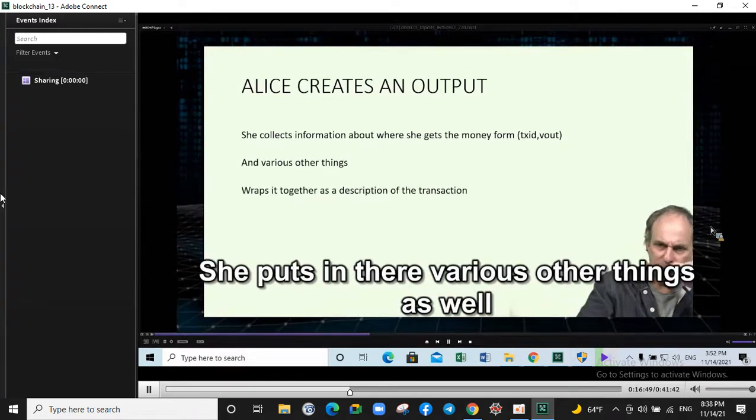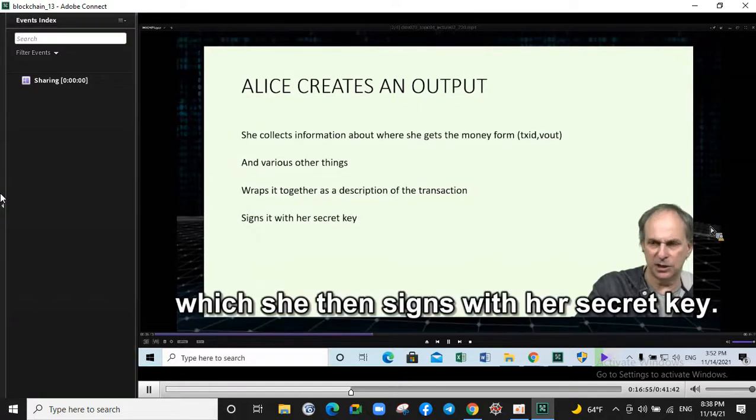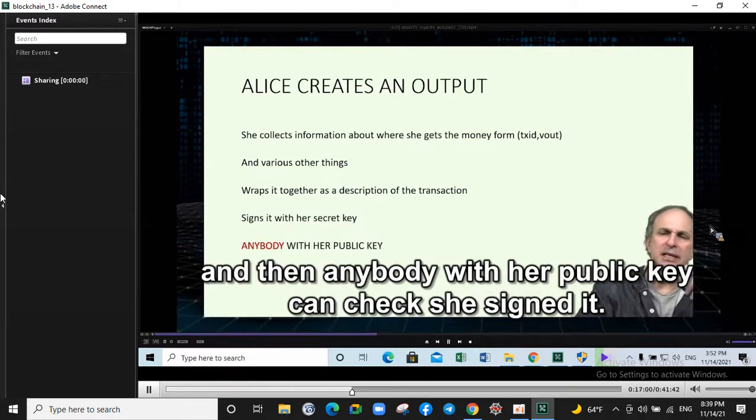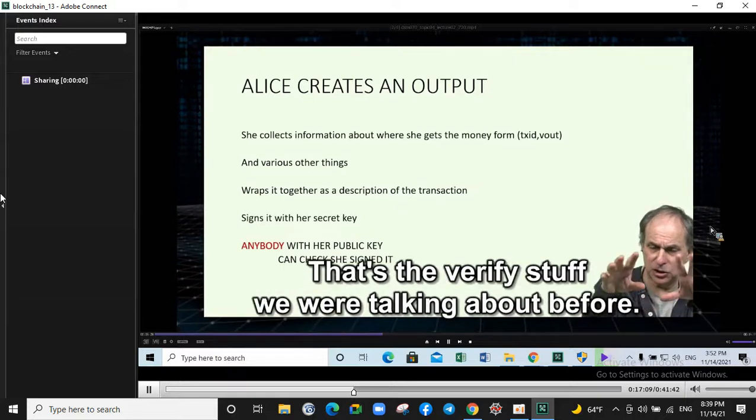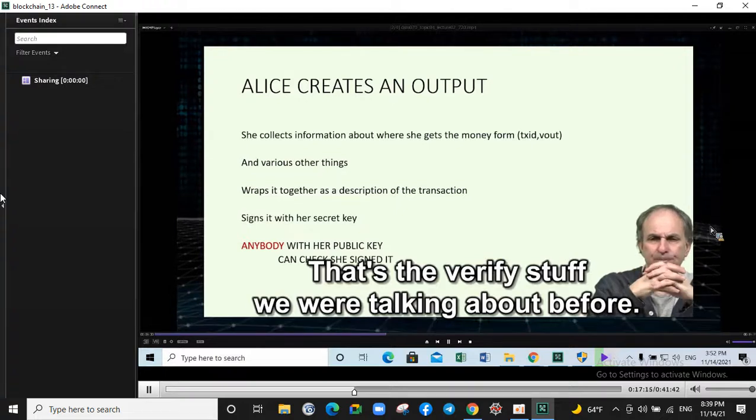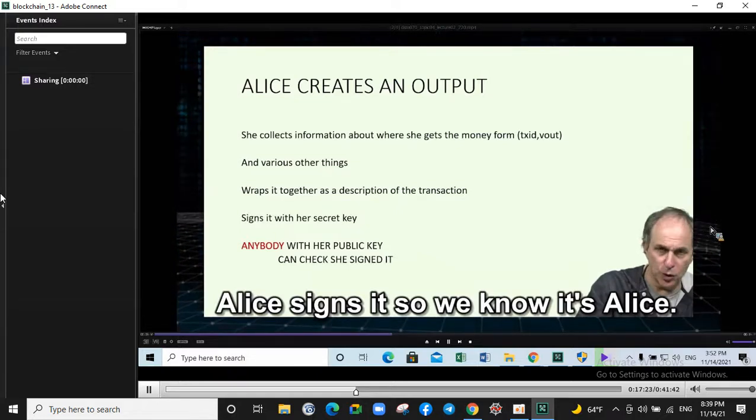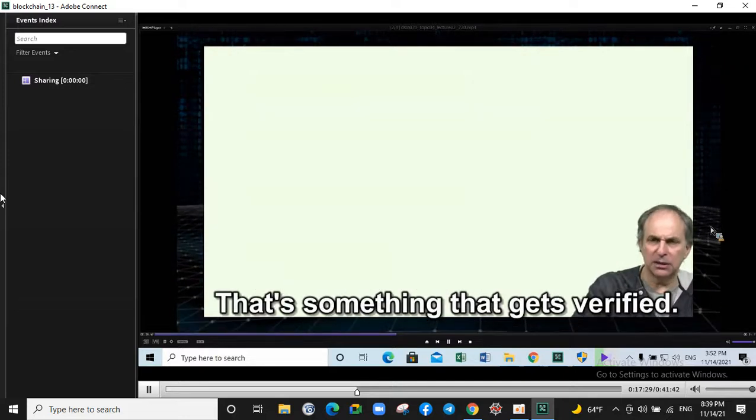So she puts in various other things as well, and she bundles it all up in one description, which she then signs with her secret key. This is really important because Alice signs with a secret key, and then anybody with her public key can check she signed it. And it doesn't even mean they can see that much. This is to verify stuff we were talking about before. Okay, Alice signs it, so we know it's Alice. Anybody can check this, and in fact they do. So that's something that gets verified.